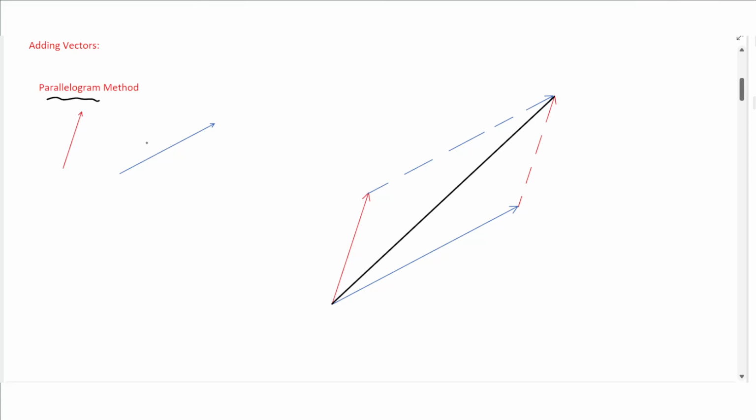For example, we have here two vectors called A and B, and you want to add them using the parallelogram method. You must know the angles from a horizontal reference or a vertical reference. For example, you have this angle we will call alpha and this angle we will call beta. So first you must draw a horizontal line as a reference to measure the angle alpha and the angle beta. If you're drawing a parallelogram, you start from the same point.